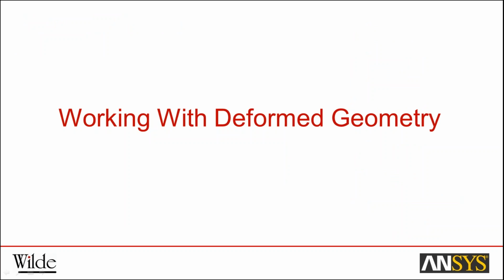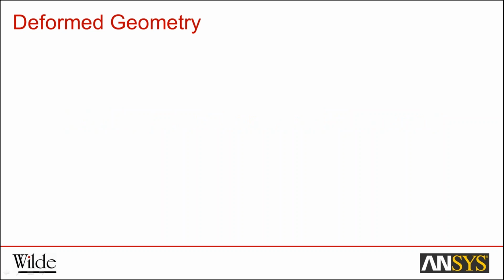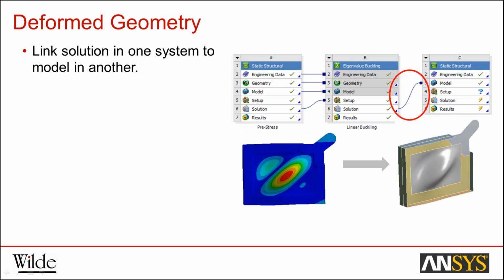Now working with deformed geometry, this was something that was overly complicated in previous versions. You had to use things like command snippets and go into FE Modeler if you wanted to export the deformed geometry from the model. It wasn't very easy to use. In version 17, this has now been improved upon.